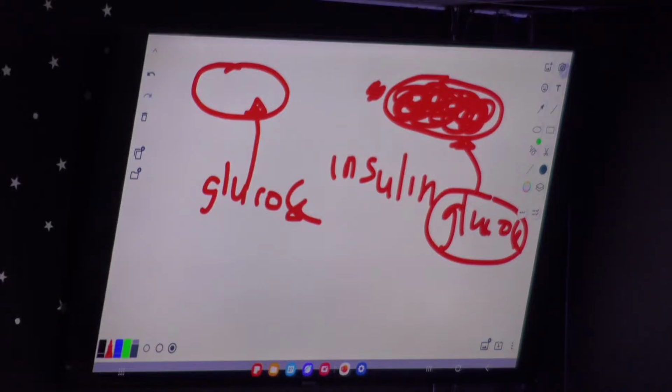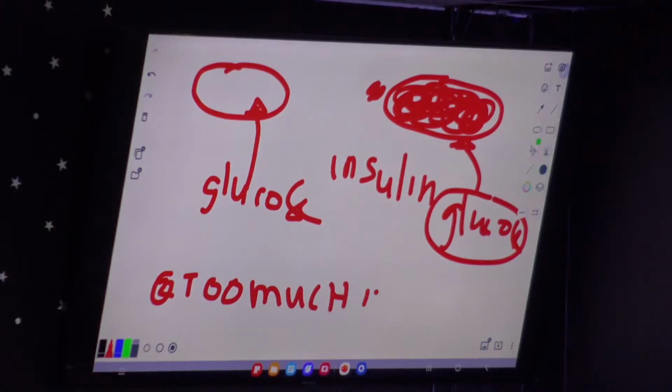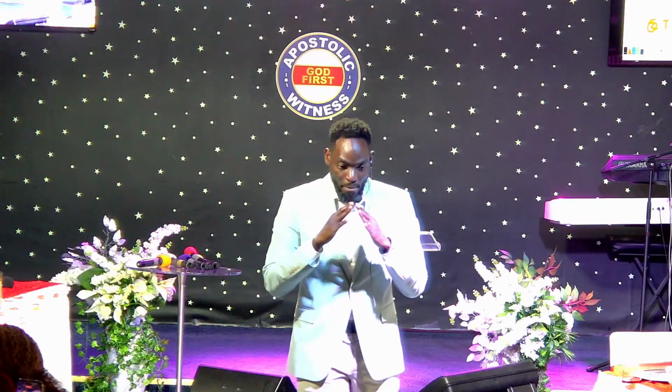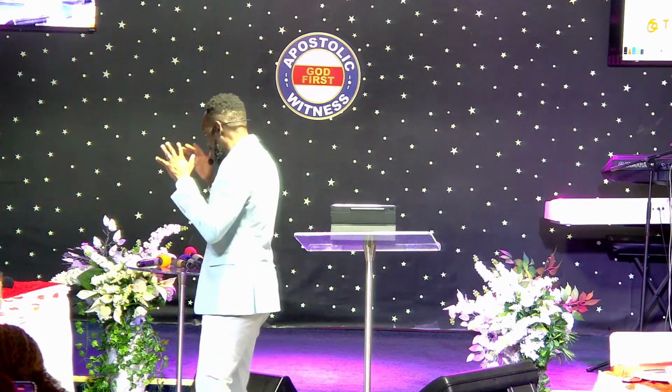The second way in which the breakdown occurs is too much insulin. Now, to understand this too much insulin issue, you have to understand that there is a one-to-one relationship between the amount of glucose in the blood and the amount of insulin. Too much insulin is no bueno. It's not good.